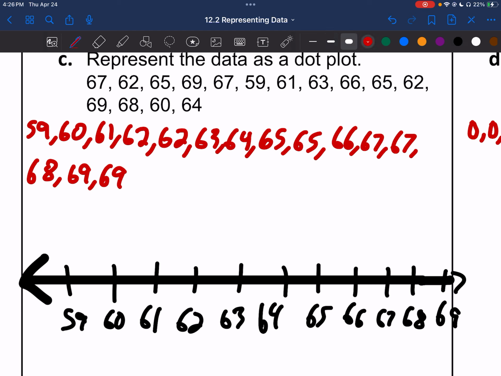We have one entry of 59. We have 60, 61. We have two 62s, a 63, a 64. We have two 65s. We have a 66. We have two 67s, a 68, and two 69s. All right.